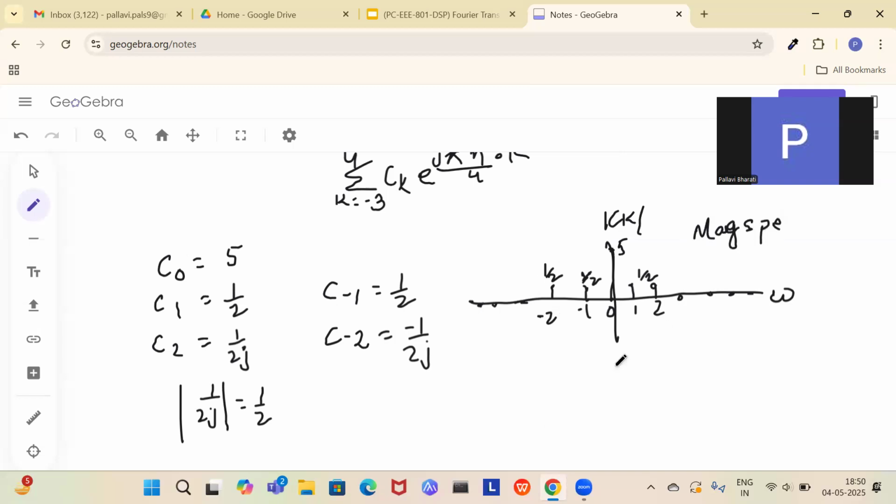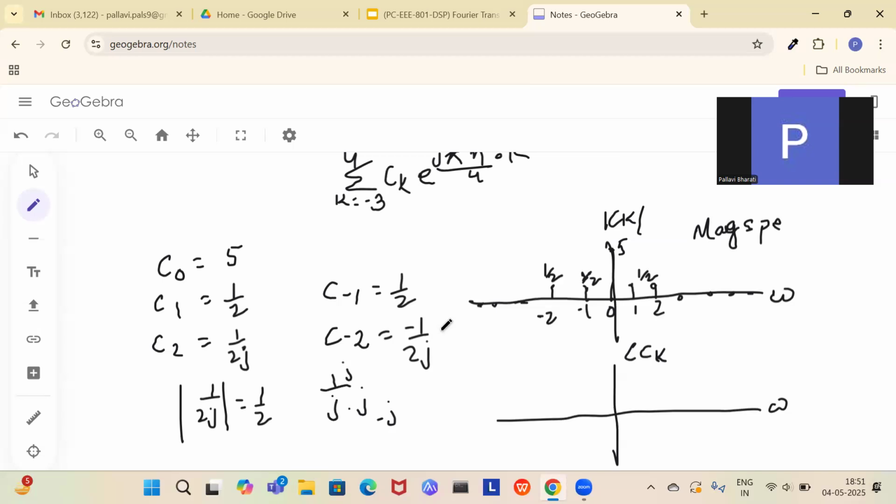For the phase spectra, you will have angle of ck versus omega. Here there is no angle, no imaginary part, only 5 is there. Here there is an imaginary part, and here there is an imaginary part. How do you know? That is the presence of j. So j is present in the denominator. If you take the complex conjugate and multiply 1 by 2j, 1 by j is there. So j into j is going to become minus j, since j square means minus 1. So minus j is actually how much? It is minus pi by 2.